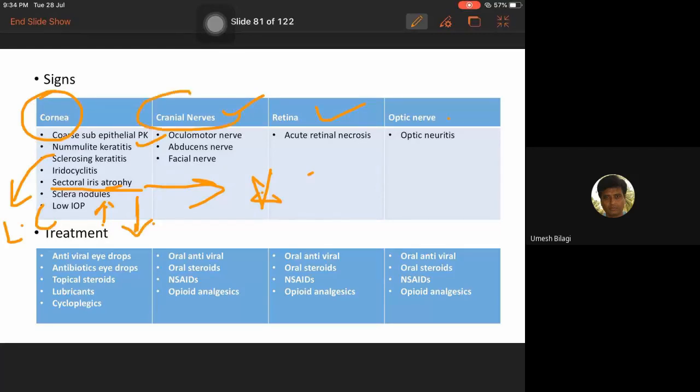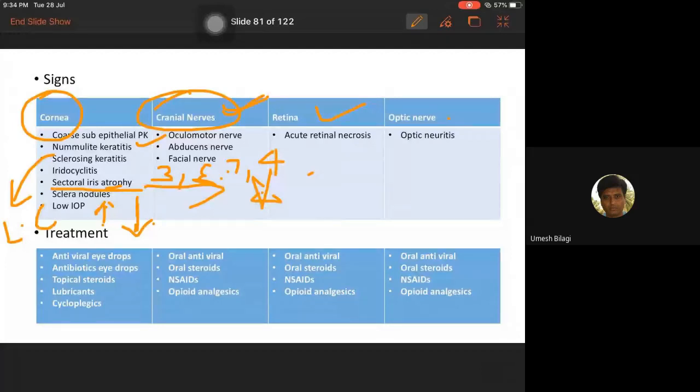These are all the complications. Normally you see there will be corneal involvement, but the retinal involvement, cranial nerve involvement, or optic nerve involvement are all complications. Among cranial nerve paresis, the most commonly involved is the third nerve, followed by the 6th and 7th. The least one to be affected is the 4th one. That you have to remember. Third is the most common one, and the least common one is the 4th nerve.